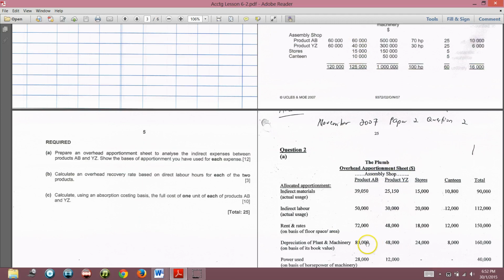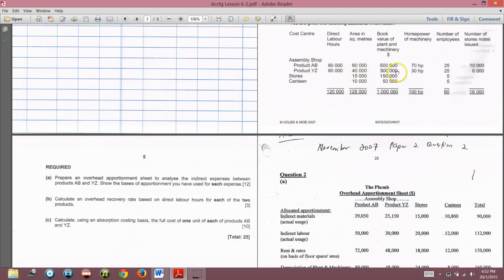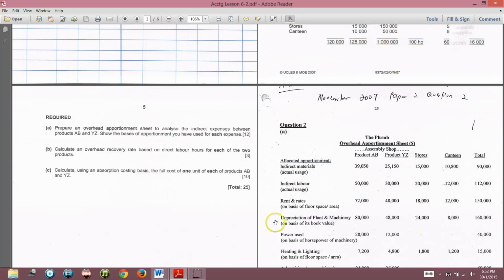Then depreciation. What is the basis that is most suitable? I think the most suitable basis will be book value of plant and machinery. So I take 500 divided by 1,000 times 160. So I will get 80,000. Similarly, this will be 300 divided by 1,000 times 160. I get 48. So this one I put here on basis of book value, because as indicated in the question, I have to show the basis of apportionment.